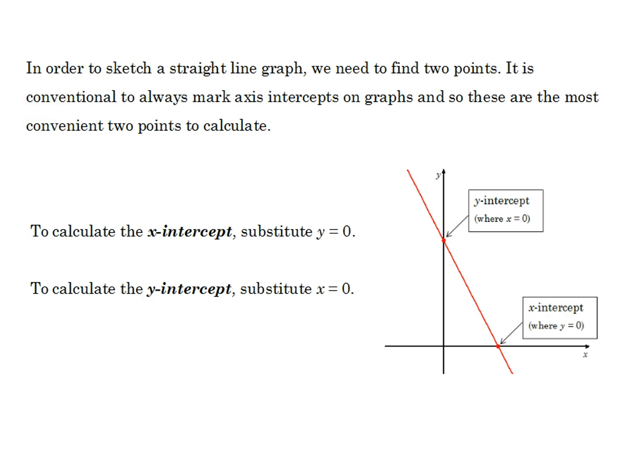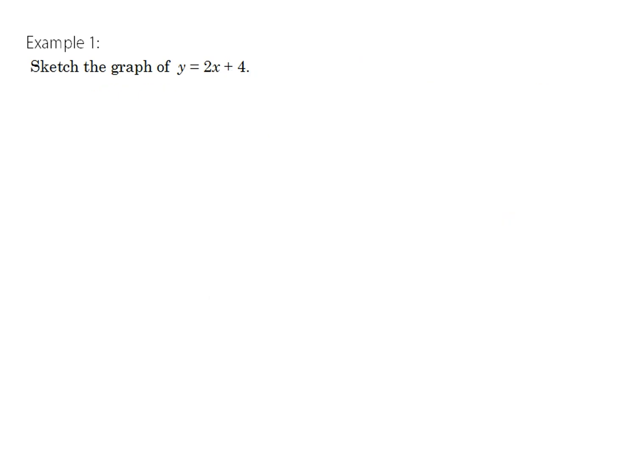The x-intercept is the point where the graph crosses the x-axis, and we know that every point along the x-axis has a y-coordinate of 0. So by substituting y equals 0 into my equation, I'm finding, when y equals 0, what does x equal? That's going to give me the x-intercept. We can use similar logic for the y-intercept, which is the point where the graph crosses the y-axis. All points on the y-axis have an x-coordinate of 0, so we're going to substitute x equals 0. So let's have a look at a couple of examples.